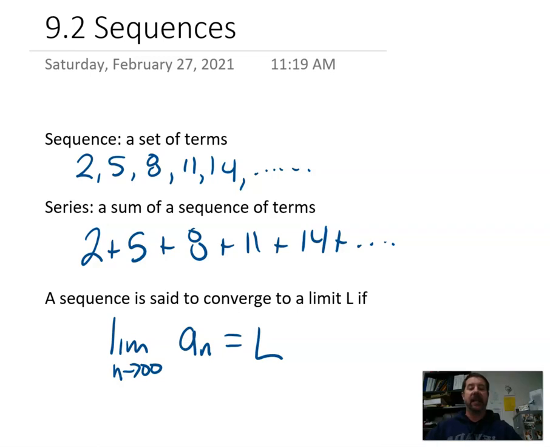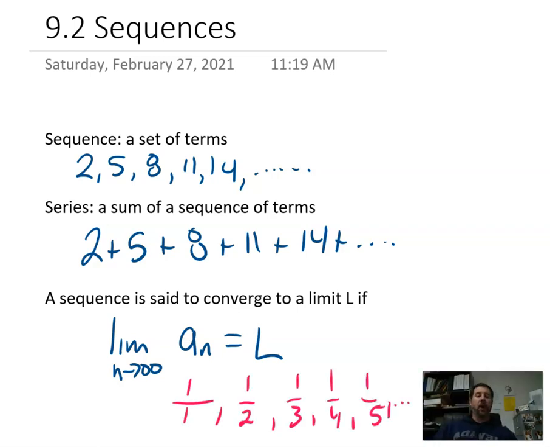However, if I have a sequence like 1 over 1, 1 over 2, 1 over 3, 1 over 4, 1 over 5, and so on, as this sequence goes to infinity, these values are getting closer and closer to 0. So we would say that this sequence does converge, and it would converge to 0. That L in this case would be 0. All right? So we're going to do a lot of looking and seeing if things converge or don't converge, and that's one of the main questions that we're going to ask ourselves.